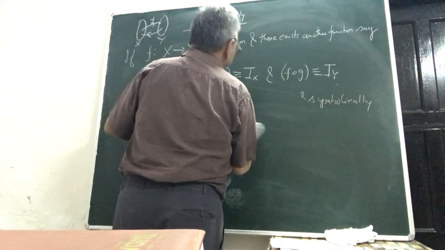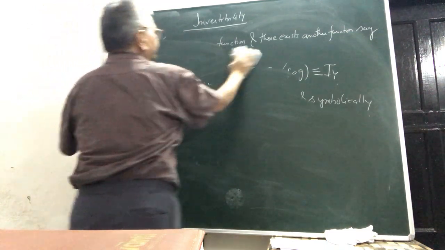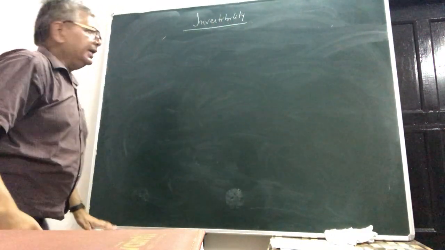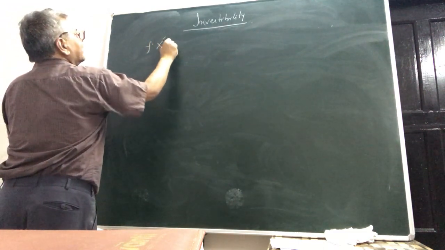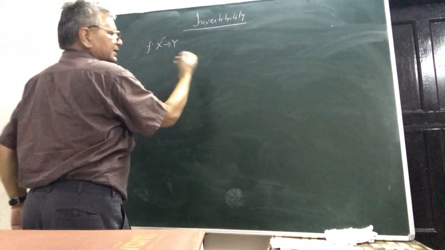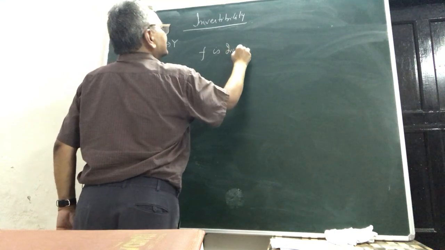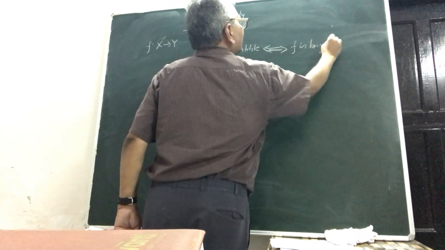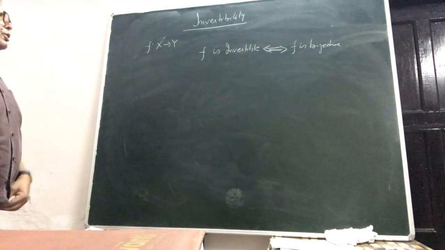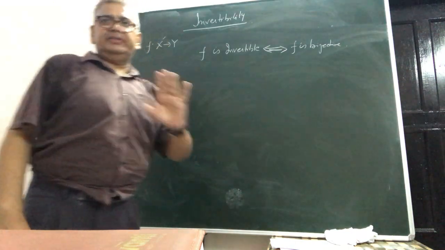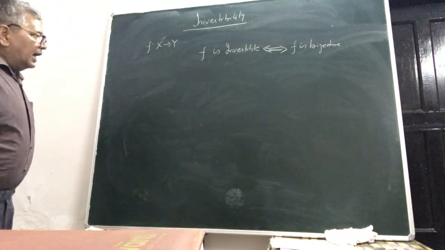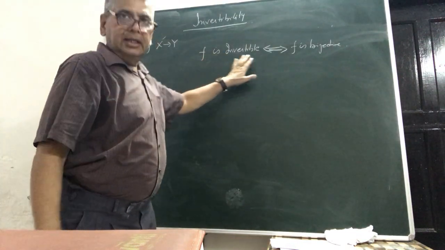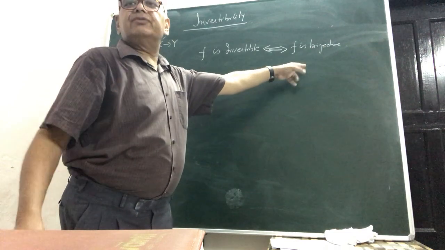Now, we will prove an important result. With this definition, a very important result has to be proved, and that result is: if f from X to Y is a function, then f is invertible if and only if f is bijective. Bijective means one-one and onto. This is a very important result of far-reaching applications. So we will prove this result, and first let us go this way, because we have to prove both ways. Initially we will assume that f is invertible, and we will prove that f is one-one and onto.